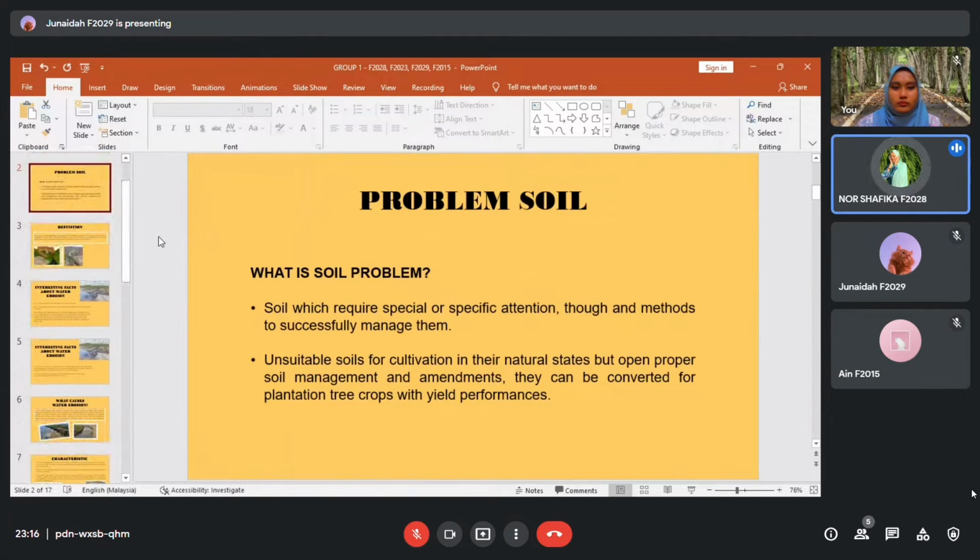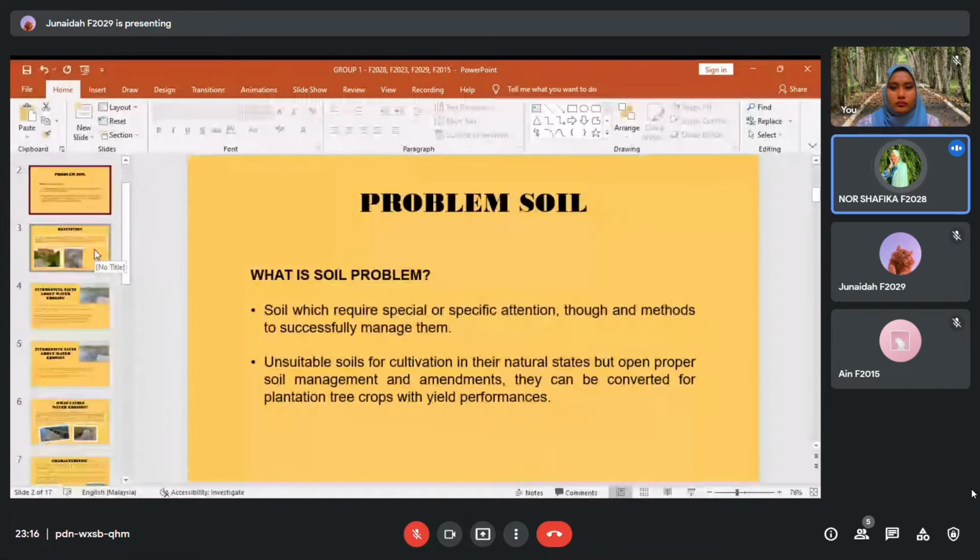A problem of the soil. What is a soil problem? A soil which requires species, tools and methods to suggest the management of the thing. You need a subdivision of the soil for cultivation in its natural stage, but the open application, soil management, they can cover the plantation, tree and crop with performance.